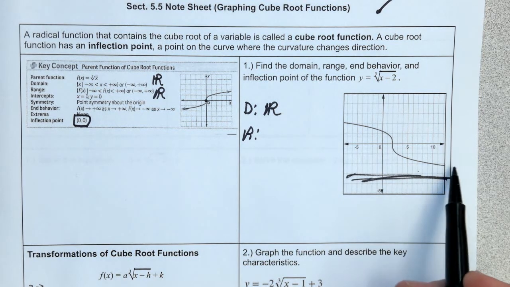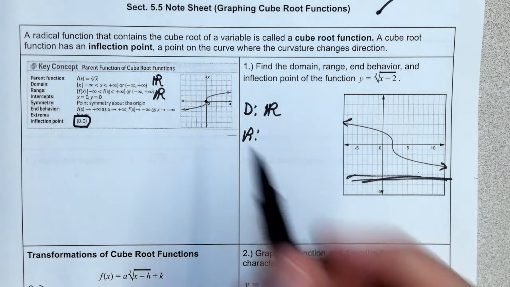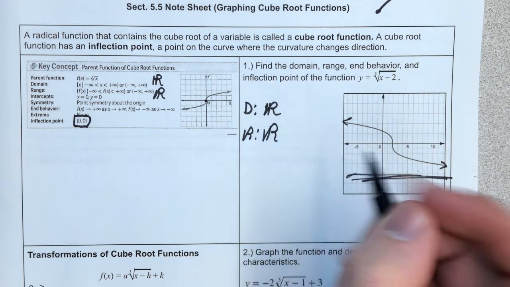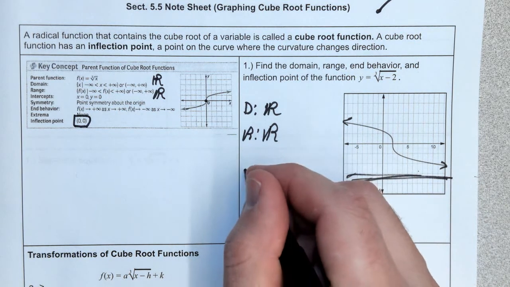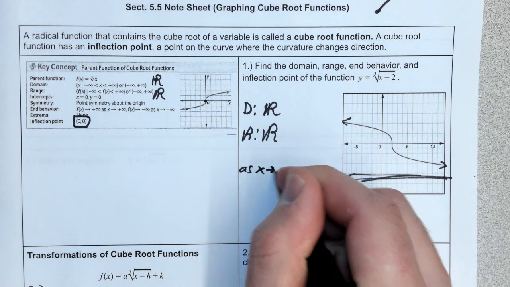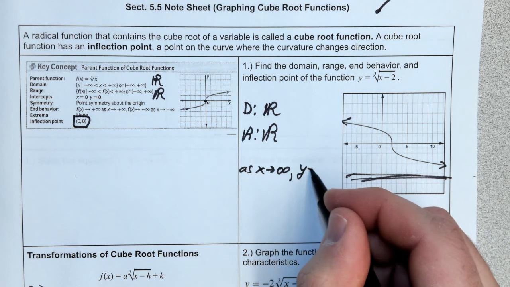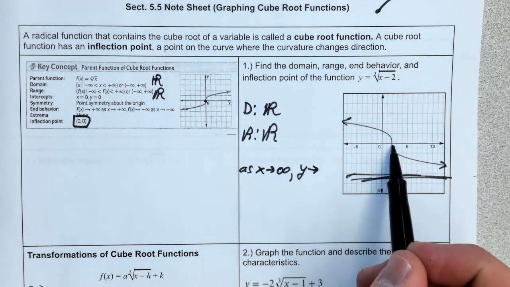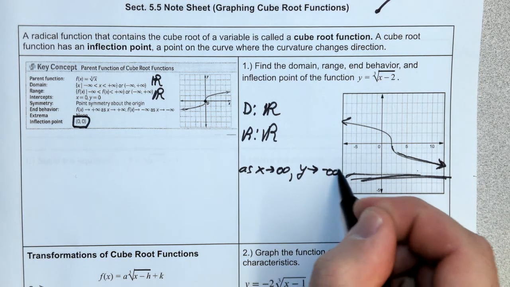There's no graph there, but this graph is going to continue going down, both in the leftward direction and the rightward direction. Okay, so range is all real numbers. End behavior. So the end behavior is going to be as x goes to positive infinity, where does y go? Well, as we track this graph to the right, the y values are going down. So it's approaching negative infinity.